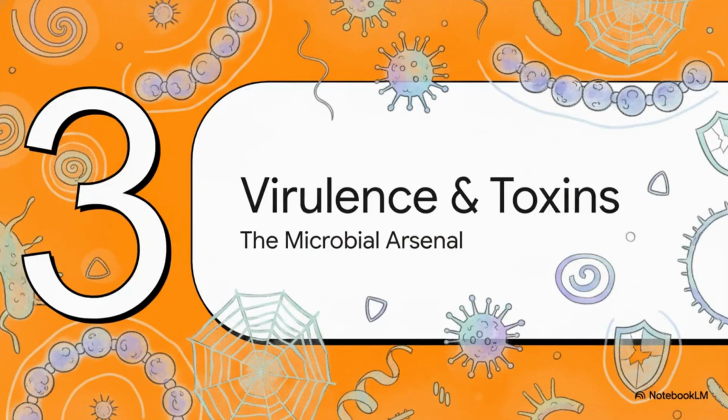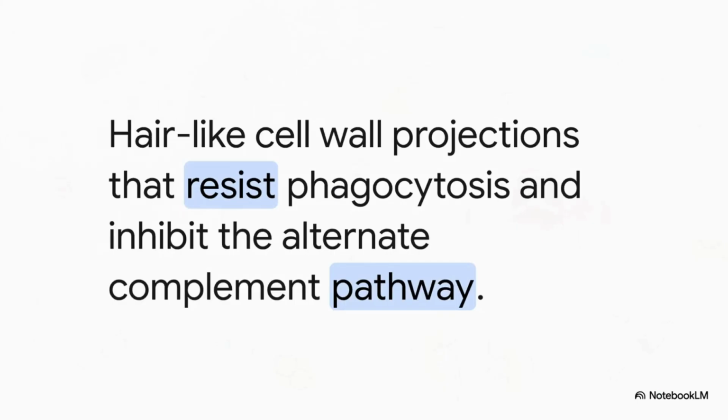Section 3. Virulence and toxins, the microbial arsenal. Let's move to the microscopic level, because if there is one single structural component you must remember, it's the M protein. These are tiny, hair-like projections extending right out of the streptococcal cell wall. The M protein is literally the major virulence factor of this pathogen. It acts like an invisible force field, actively inhibiting the activation of the alternate complement pathway and totally resisting phagocytosis by our white blood cells. To put it simply, without the M protein, the bacteria just isn't virulent. It is the absolute key to its survival inside the host.